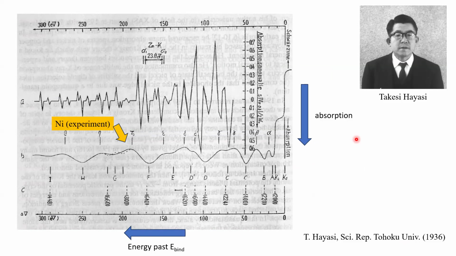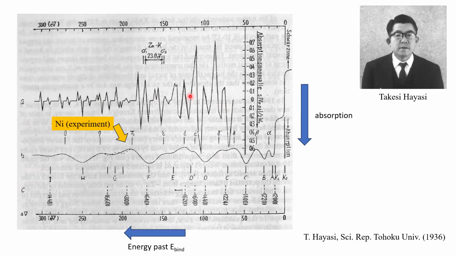So this is a modern interpretation of the argument from Takeshi Hayashi. Again, here, energy is going backwards from right to left, so increasing energy above the edge is toward the left. Absorption is going down. So this is a good, fairly modern-looking XAFS transmission signal for nickel. And the dilemma is that if you take the Brillouin zone boundary model of Kronig, this is what you expect. And so maybe you can find some places where peaks match peaks, but there's certainly too much structure predicted in the Kronig theory.